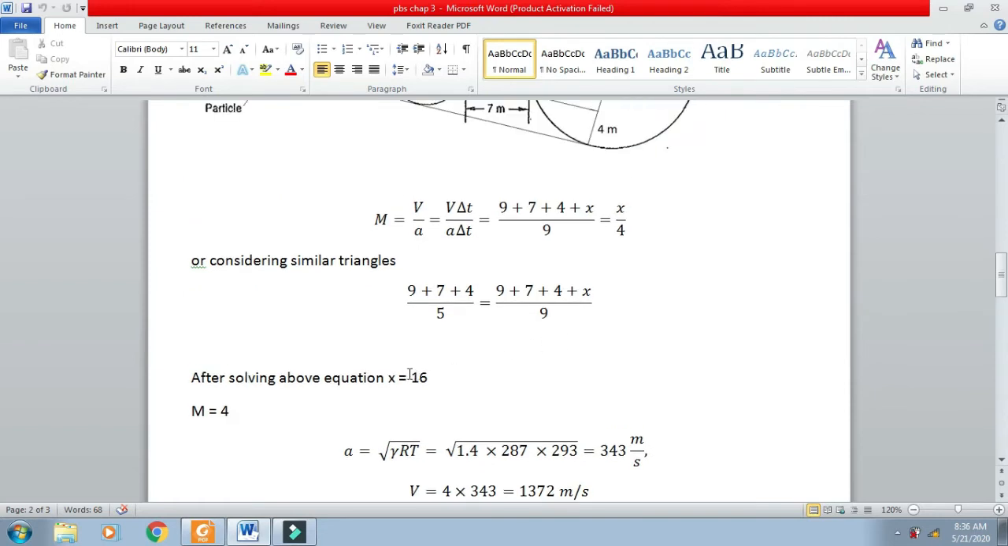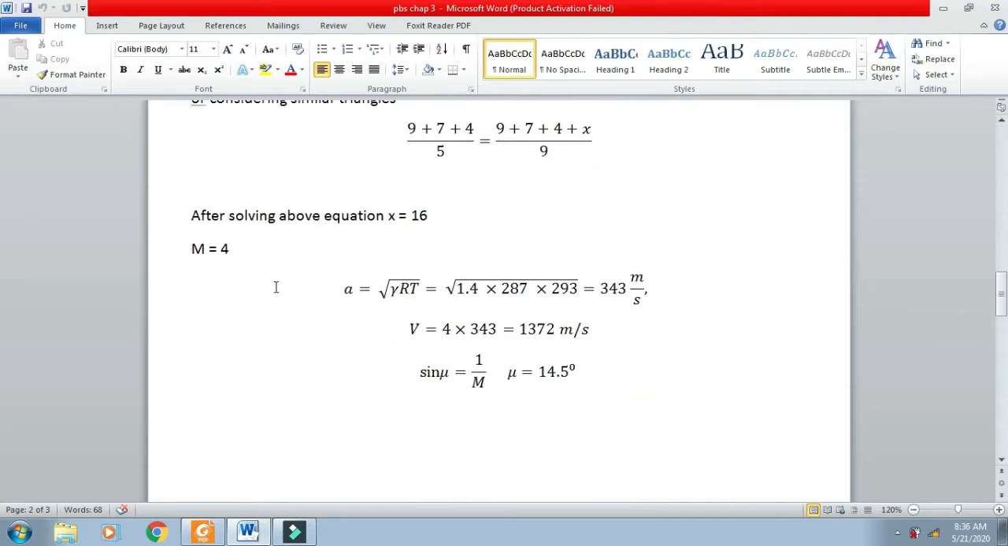In the above equation, x was 16, so we can simply substitute x in the first equation and we will get Mach number equal to 4. And from the Mach number value and the velocity of sound, we can find the velocity of the particle.